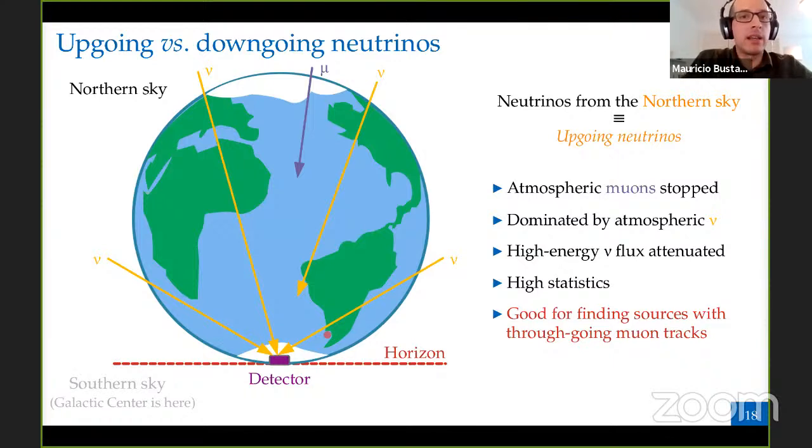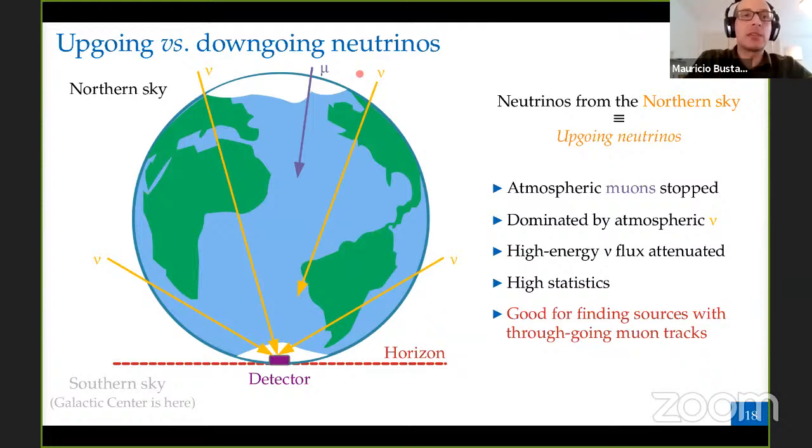However, the way the sample of neutrinos is built when using neutrinos from the northern sky is such that you are mostly dominated by neutrinos made in the atmosphere.